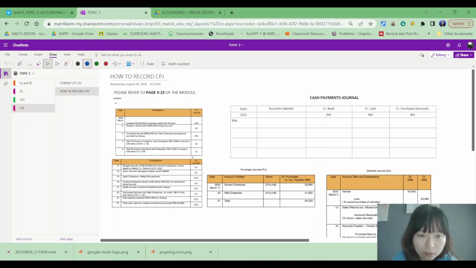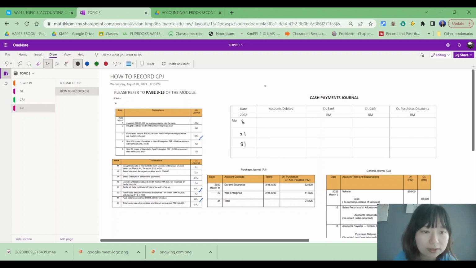All right, so we have 1, 2, and 3. So there are 3 transactions that should go into CPJ. Okay, we shall record them in chronological order, mengikut urutan tarikh ya. Okay, so 3rd March, 21st, and 31st. Okay, 3 transactions. And so we shall begin with the earliest transaction, which is the March 3rd.